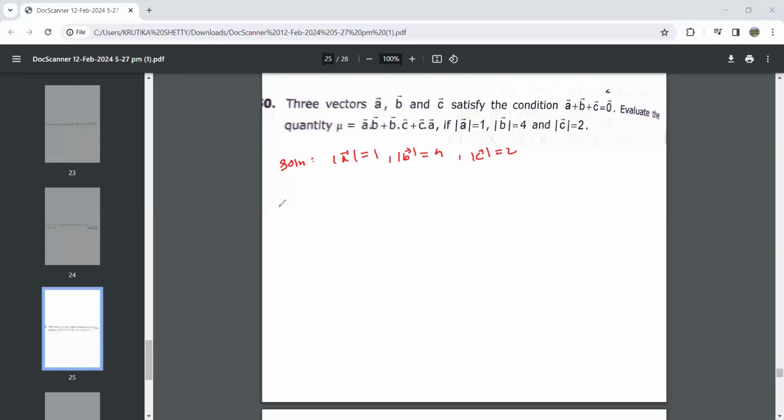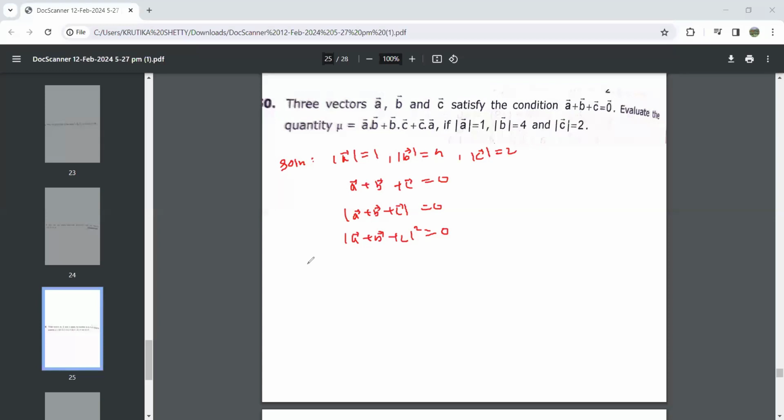Again, we use the same condition: vector A plus vector B plus vector C is equal to 0. So the mod of vector A plus vector B plus vector C will also be equal to 0, or the square of this will also be equal to 0. So we are squaring it on both the sides.